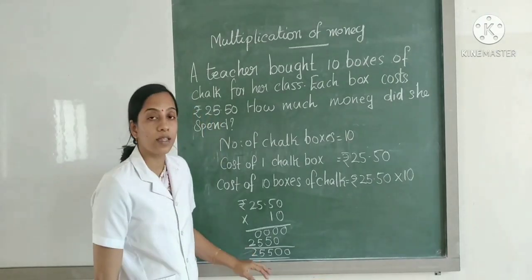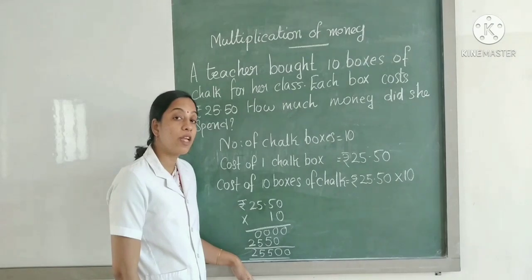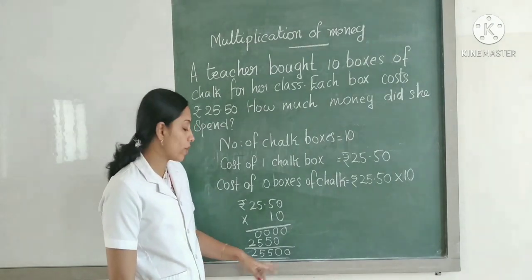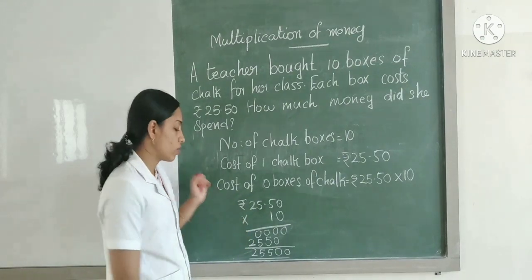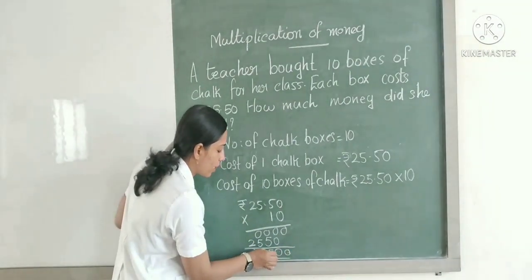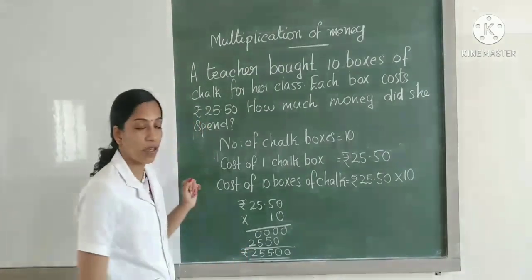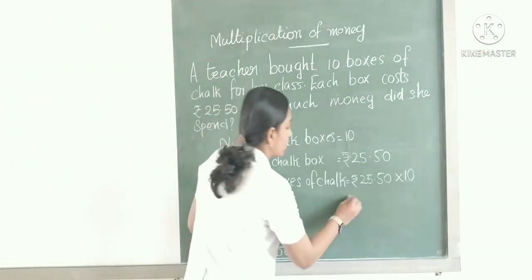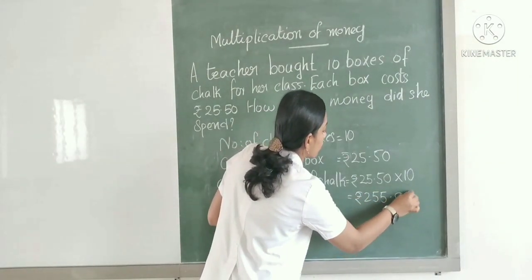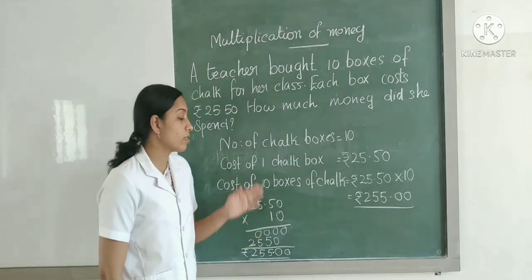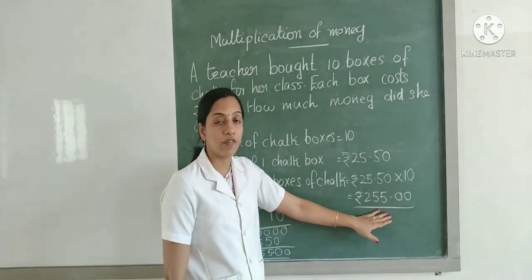See children, the next step we have to put a dot here. Where will you put a dot? Yes, we will put a dot before the second digit from the right. So 1, 2. So let us put a dot here. So our answer is 255 rupees. So let us write here 255 rupees. Okay. That is the cost of 10 boxes of chalk is equal to 255 rupees.